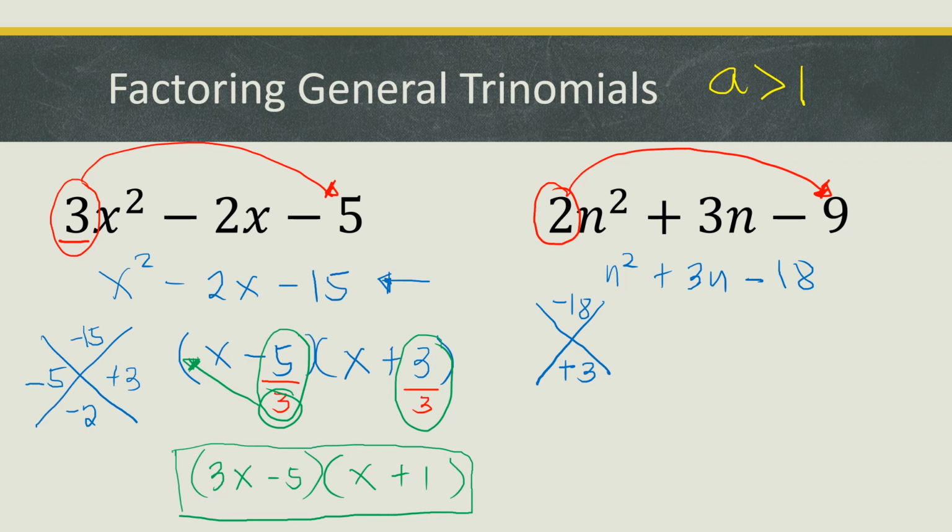So we have here positive 6 times negative 3. Once we multiply, that is negative 18. Once we add, that is positive 3. So we have now these two factors. We have n plus 6 and n minus 3.